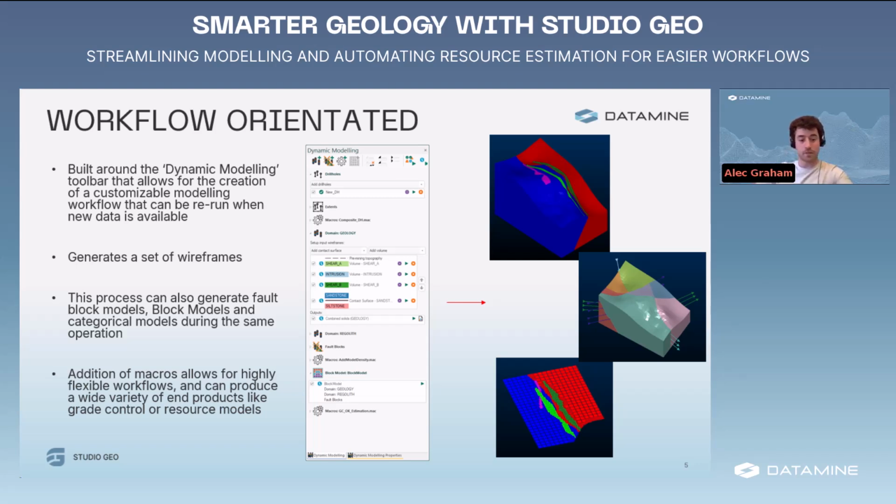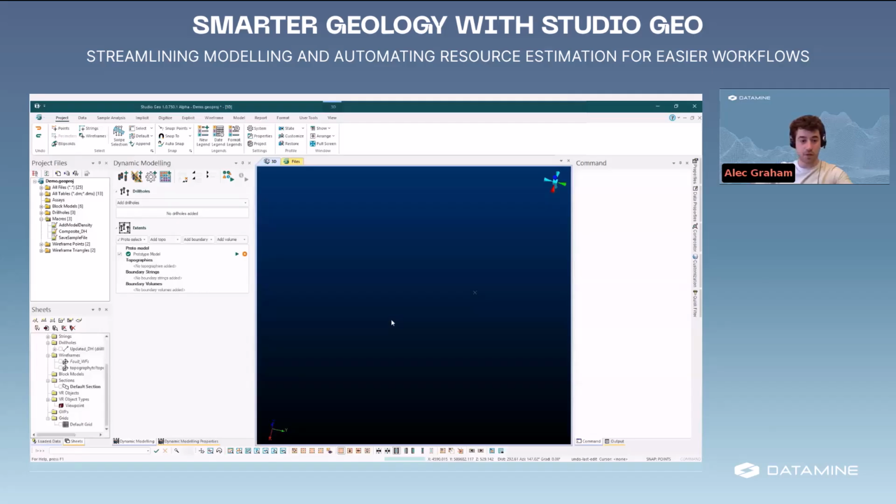We can also insert macros at any point during the workflow, and this allows for a super flexible, highly customizable workflow, and it can produce a very wide variety of end products. For example, grade control or resource models, but the sky is the limit when it comes to macro integration. I would like to start just by showing a quick video of how the modeling workflow works. It's a little bit quick, but don't worry, we're going to go through it in a little bit more detail later.